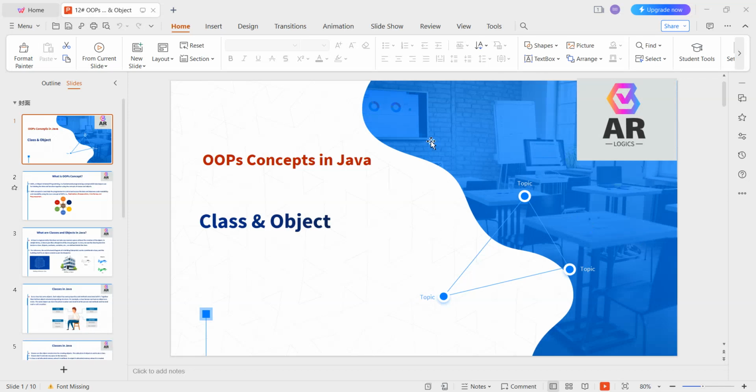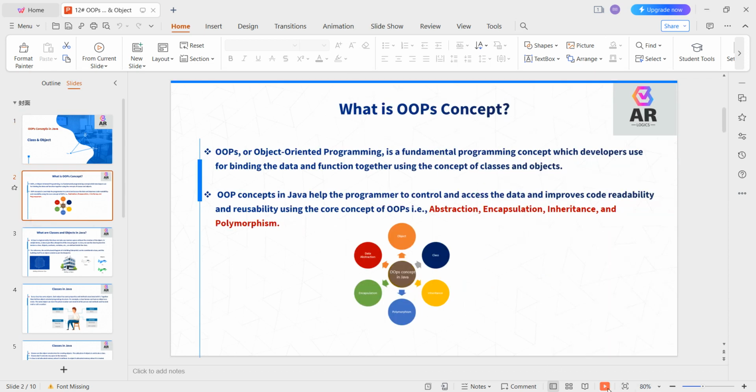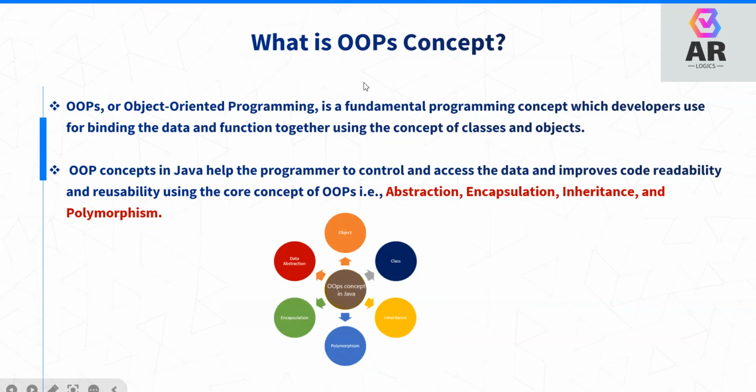Today we are going to discuss a very important topic: OOPS concepts in Java. First, what are OOPS concepts, and what is a class and an object. OOPS concepts in Java help control programs, access the data, and improve code readability and reusability.